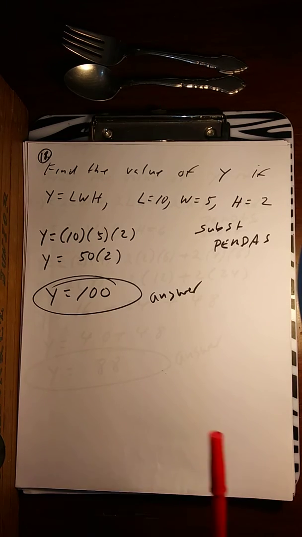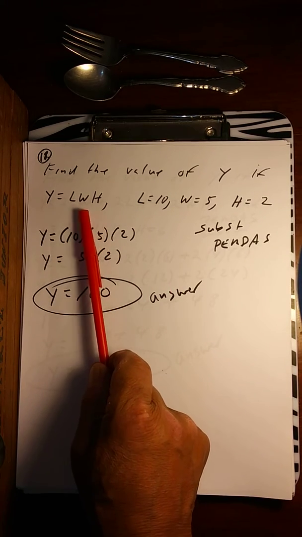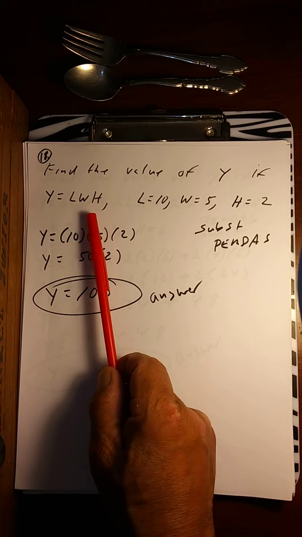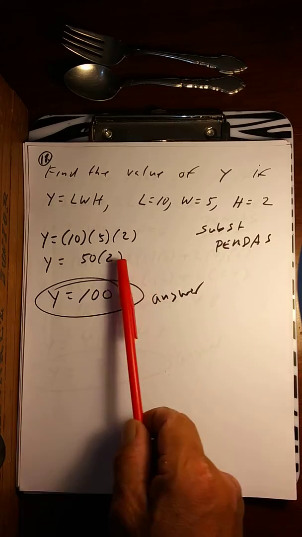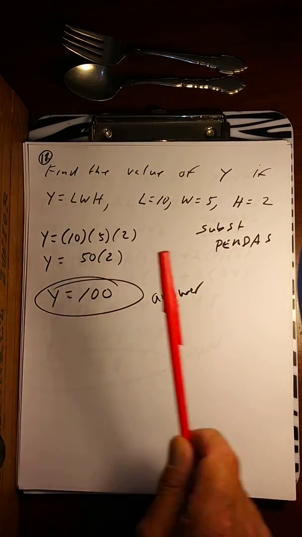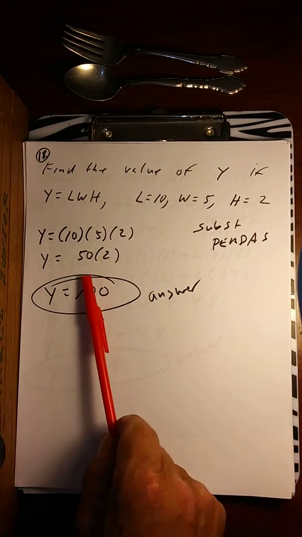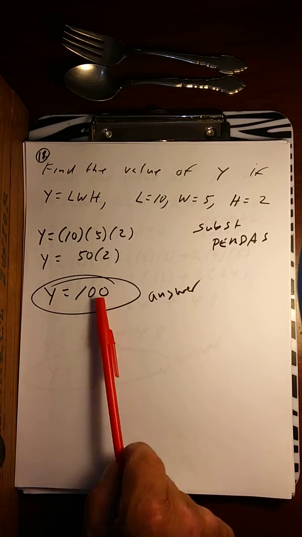Find the value of Y. Y equals LWH, length, width, height, like a rectangular box. Length 10, W width, height is that. Put them in there. 10 times 5 times 2. So the volume of this thing would be, or that's Y. That's going to be 50 times 2 is 100.